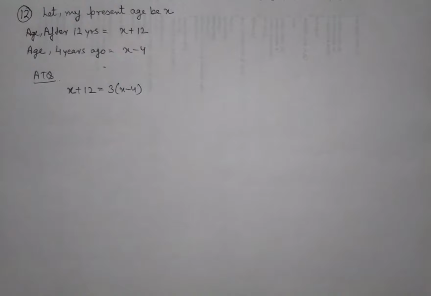So here let my present age be x, and now age after 12 years will be x plus 12, and age 4 years ago will be x minus 4 years. Now according to the question, it is saying that I shall be 3 times as old after 12 years as I was 4 years ago. This means x plus 12 equals 3 into x minus 4.